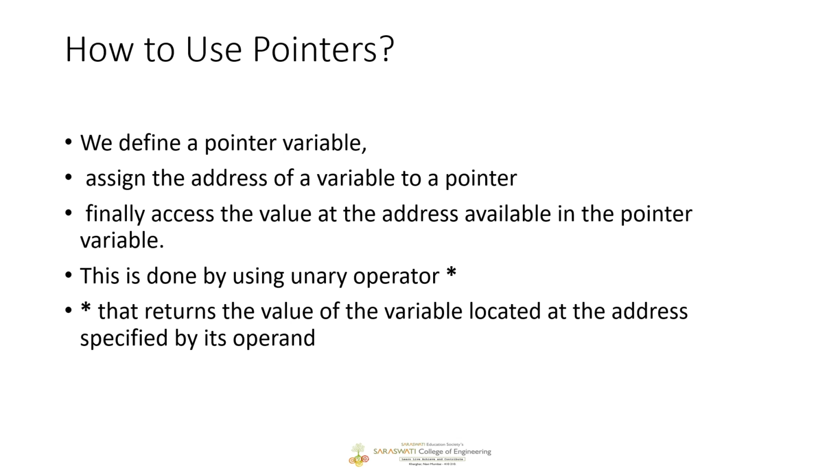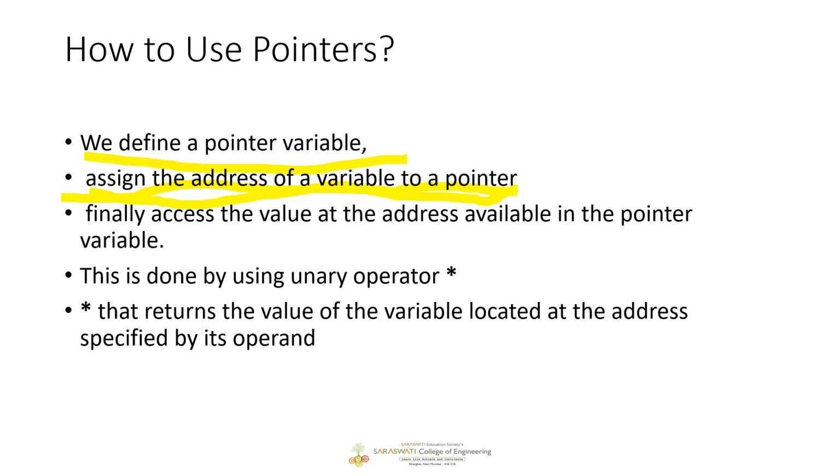So how do we use a pointer? The same way as you use any other simple variable: the first step is to declare the variable and assign a value to the variable. If it is an integer variable, we assign an integer value to it. Similarly, in case of pointer, we first define the pointer variable and then we assign the address of any variable to this pointer, because remember, as I said, pointers are used to store addresses of variables.